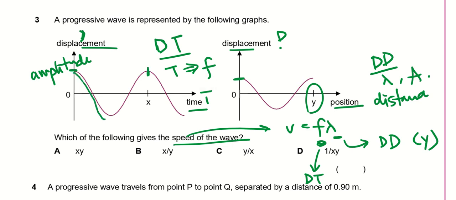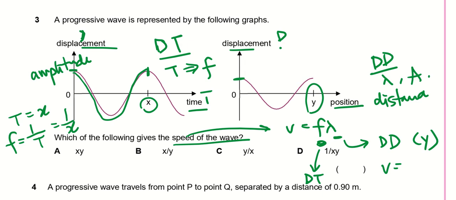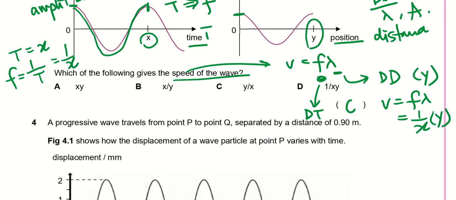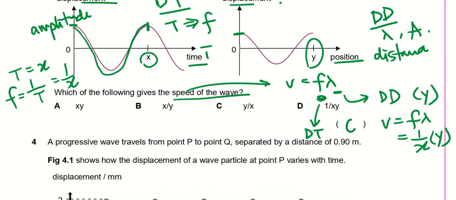I did this in class, right? So x is the time taken to complete one wave, so our period is x. Since frequency is 1 over period, it is 1 over x. Substituting into v equals f lambda, our f is 1 over x and our lambda is y, so the answer will be y over x. So the answer is C.